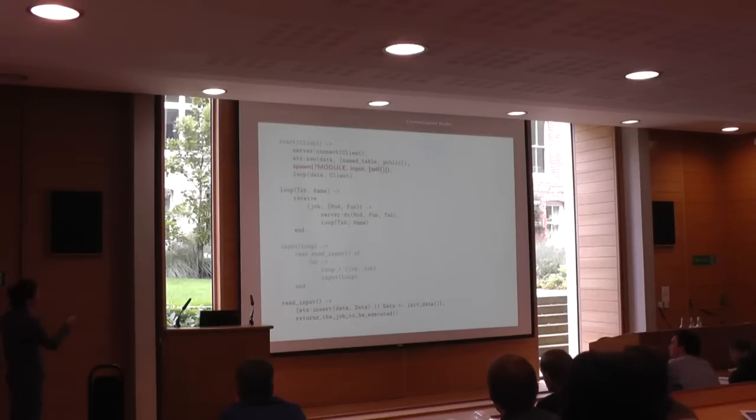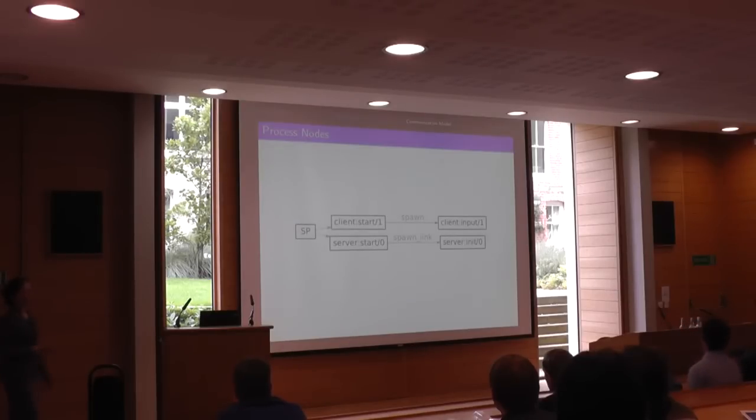There is another spawn here. It's simply the start function from the client module. It's another start, from the client module, and it spawns the input loop. So there are 4 processes in the graph. 2 are linked to the super process, and there are spawn and spawn_link relations between them.